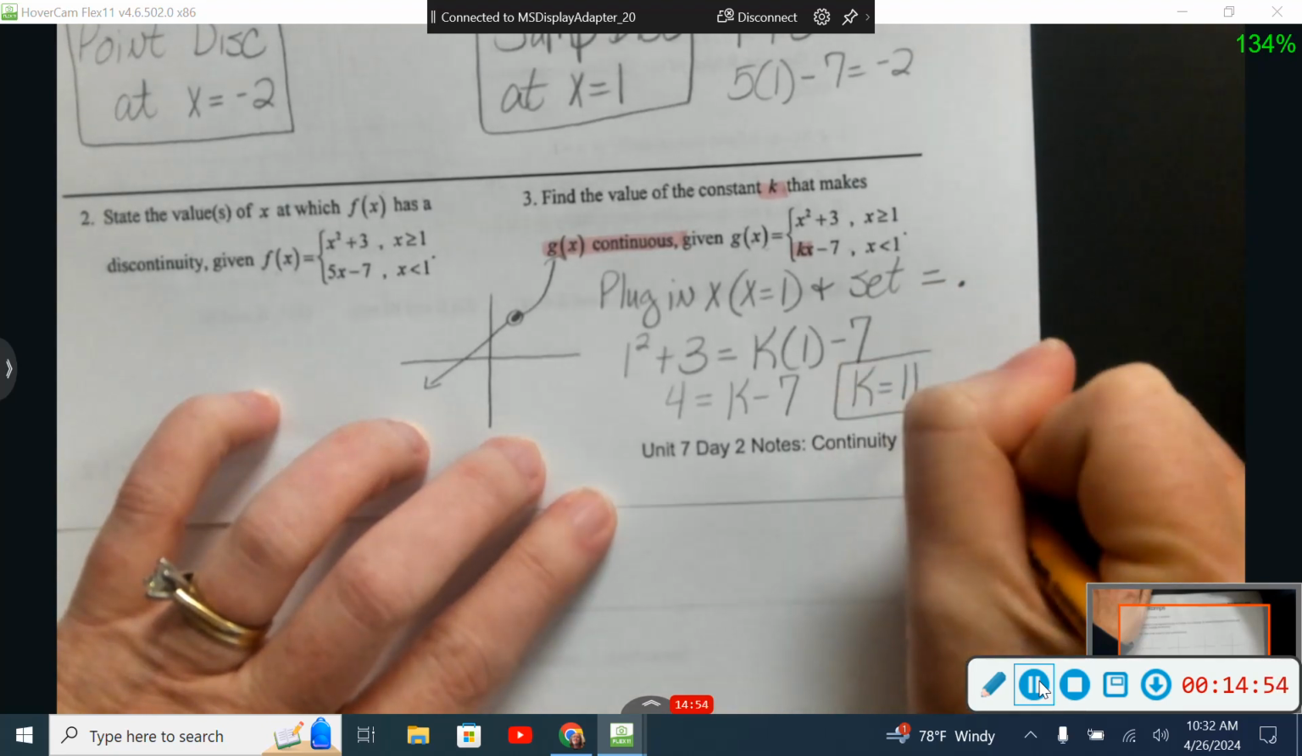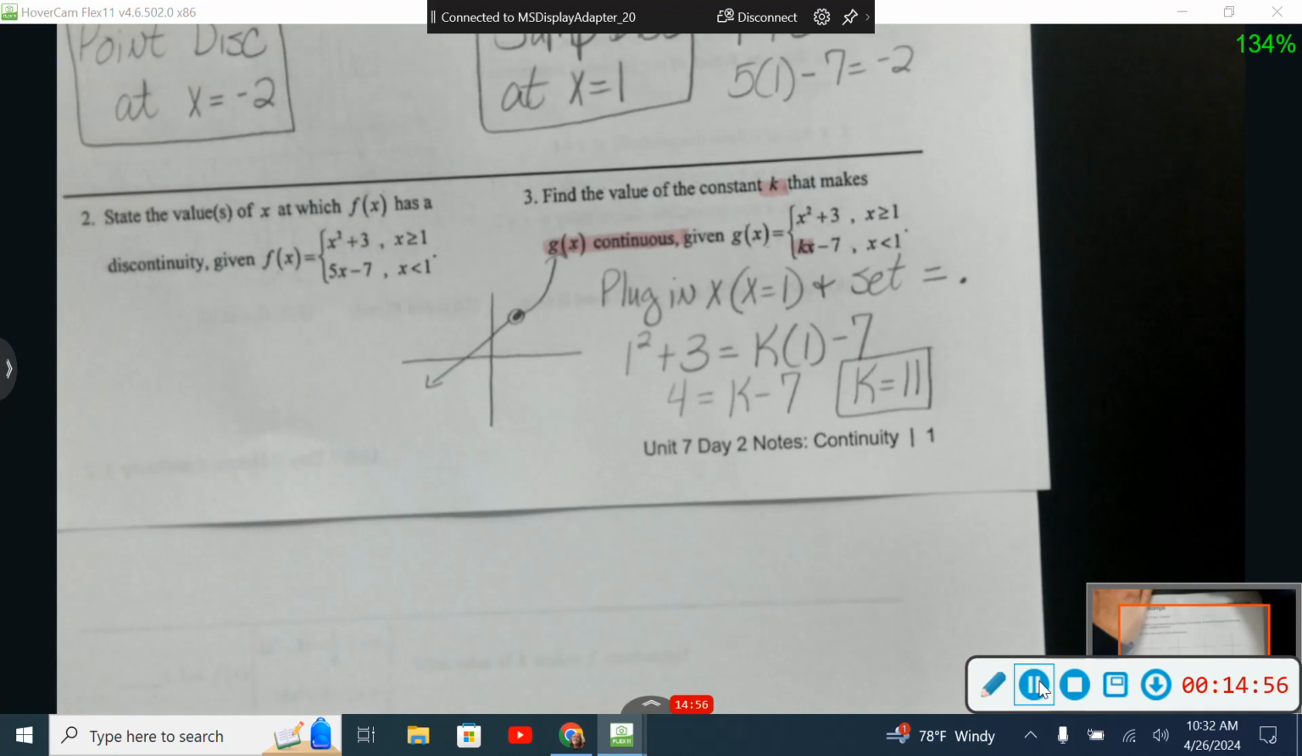and that gives me 11. So every time you see a question like this, whatever the x value is, plug it in for x, and then set the two pieces equal to each other. Solve for k. Any questions on number 3?